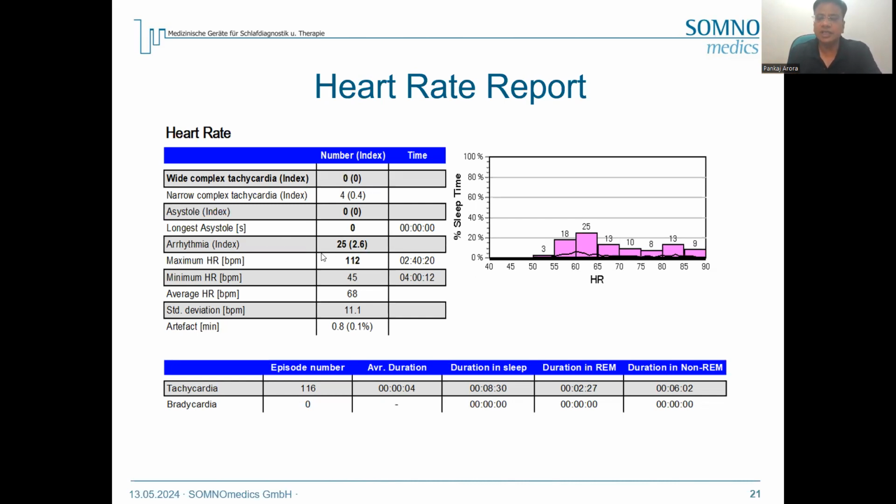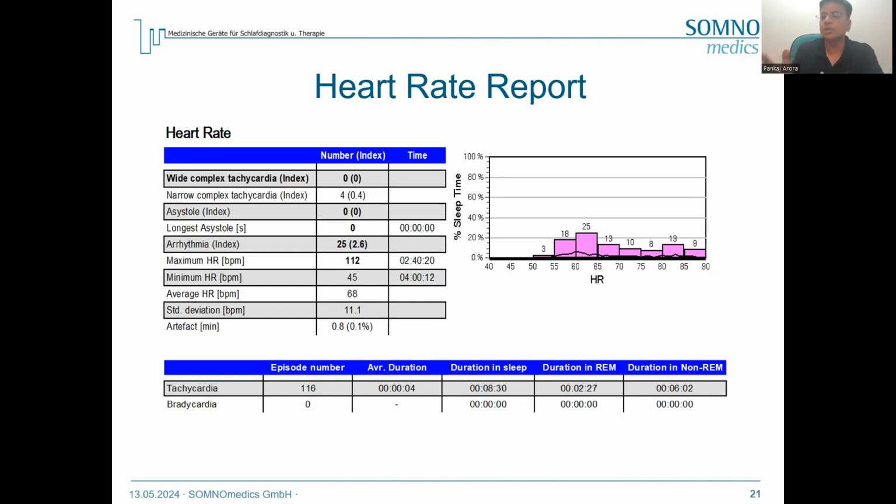maximum heart rate during sleep, minimum heart rate during sleep, whether the patient is going to tachycardia, whether the patient is going to bradycardia, or having tachyapnea or bradyapnea. In this particular report, you can see the patient is having 116 times tachycardia, and the total duration of tachycardias was 8 minutes 30 seconds. It's not compressed, but it is segregated in 8 minutes. That's what it's trying to tell you.